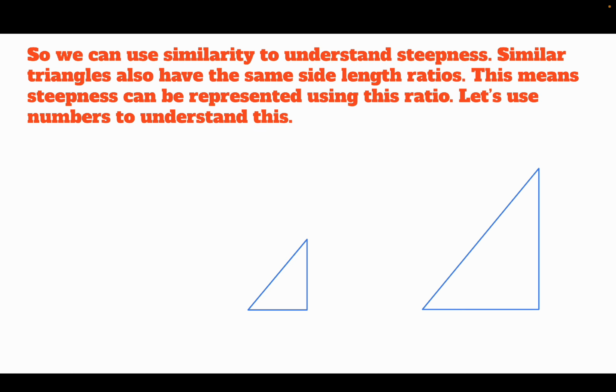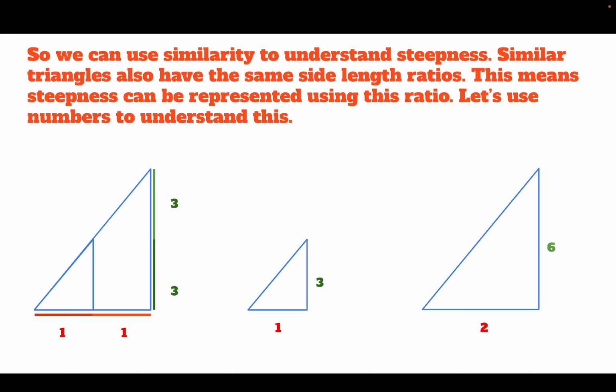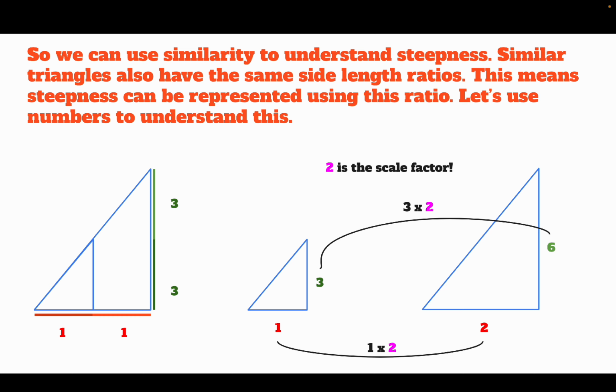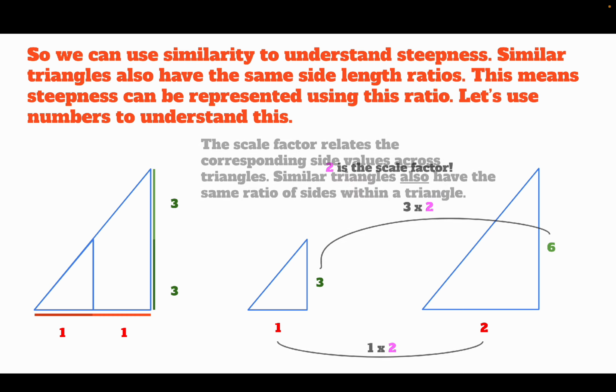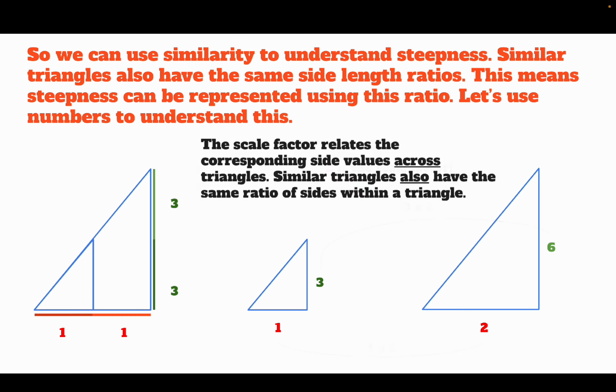So we can use similarity to understand steepness. Similar triangles have equivalent side length ratios. That means steepness can be represented using this ratio. All right, let's imagine our smaller triangle had a base of 1 and a height of 3. If we apply our scale factor of 2, you can see that our larger triangle would have a base of 2 and a height of 6. So the scale factor relates corresponding side values across triangles, right? 3 times 2 became 6, 1 times 2 became 2.